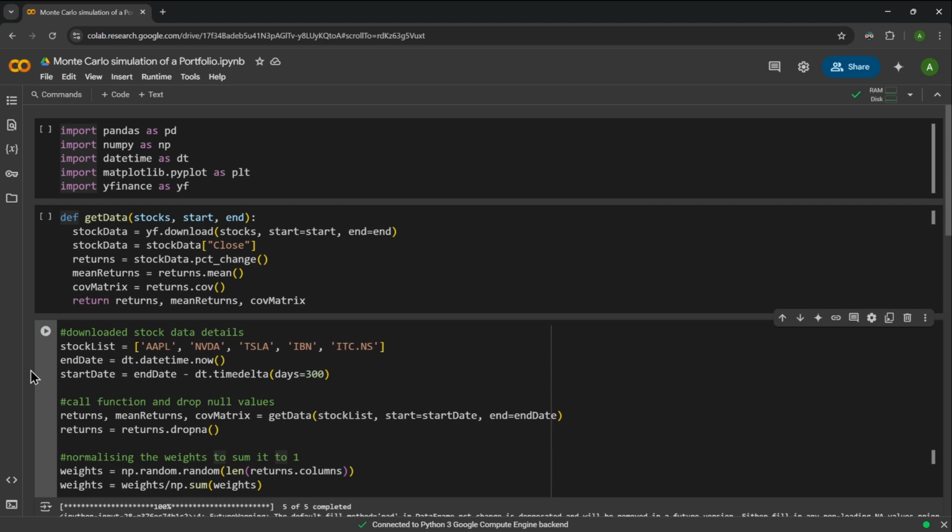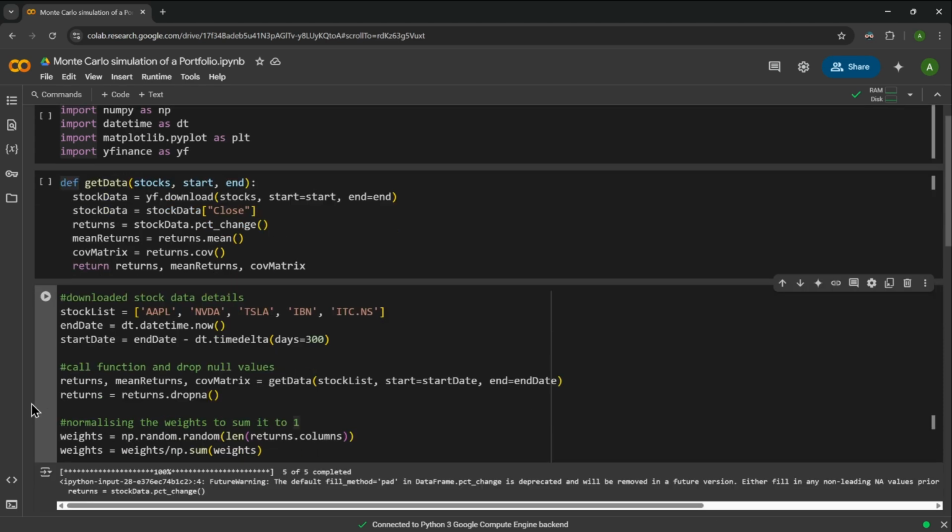Let's say one stock is 10% of the portfolio, another is just 2%, another might be 60%. So what we do is we are going to randomly generate weights for our portfolio. So I've called random.random, and we generate random numbers between 0 and 1. And then we normalize it by dividing it with the sum of these weights so that all of these sum to 1 and it is a proper portfolio.